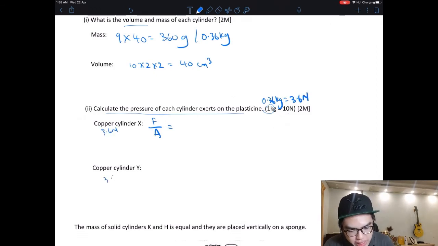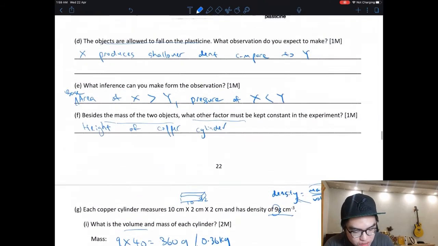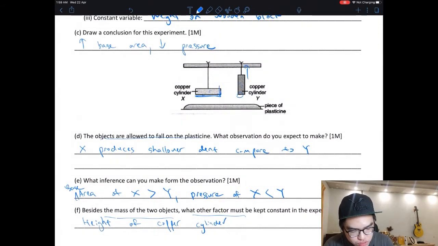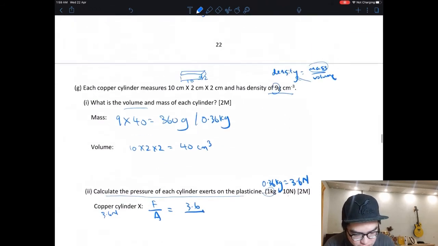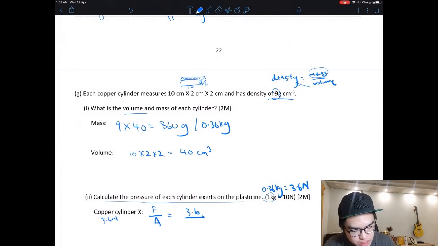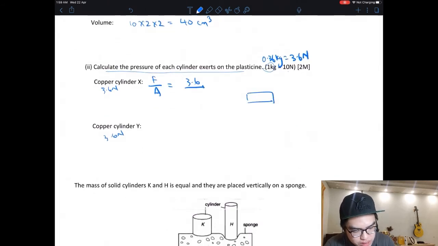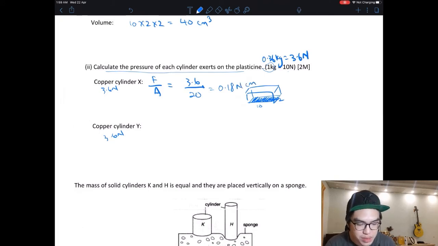But for X, I'm using this area. So 3.6 divided by, what's the area? If I'm using this area, I'll draw another one here. For cylinder X, I'm using this area. So what's this area? This area is 10 times 2, which means 20. So I would get 0.18 Newton per cm square, because I'm using cm here.